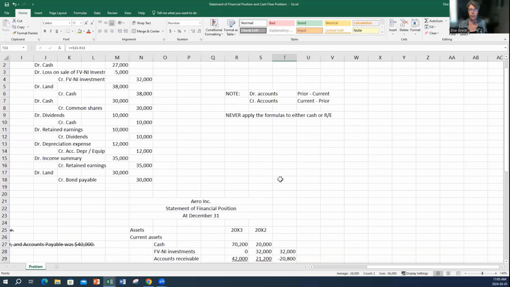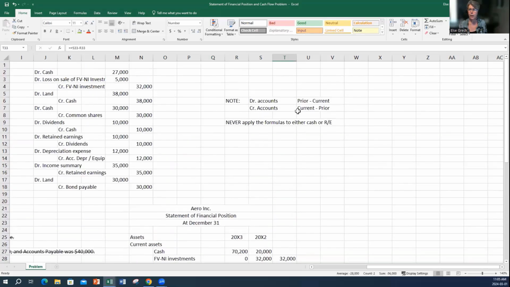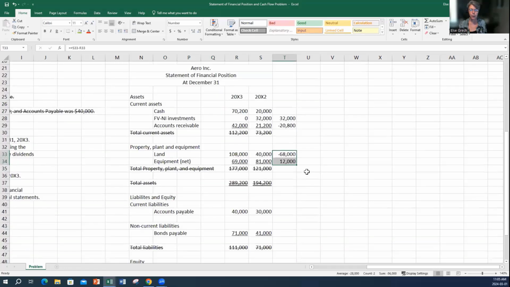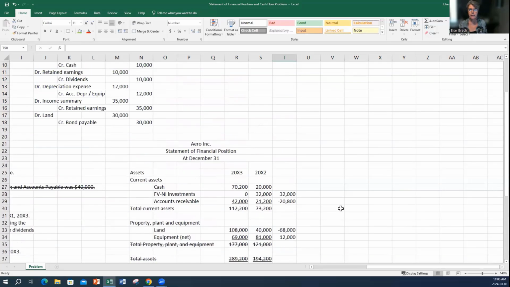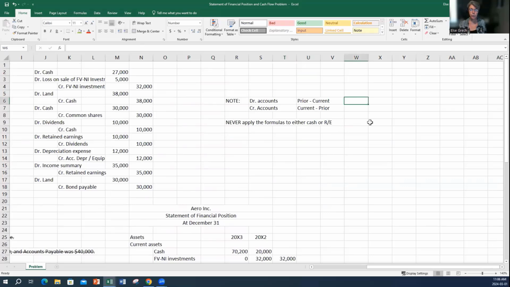All right. Now, for all the credit accounts, I'm going to do current minus prior. So over here, I'm going to do the current minus the prior. There we go. Current minus the prior. Current minus the prior. And of course, we're not allowed to use this formula for retained earnings. Instead, we have to do a retained earnings proof. So we do the retained earnings proof.